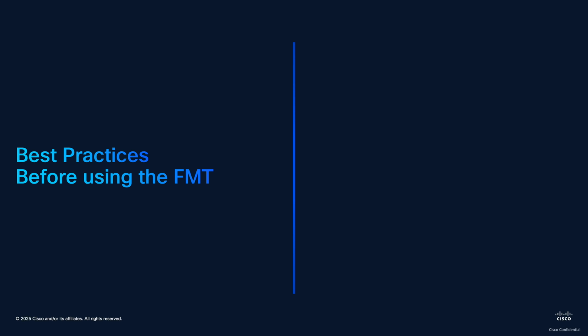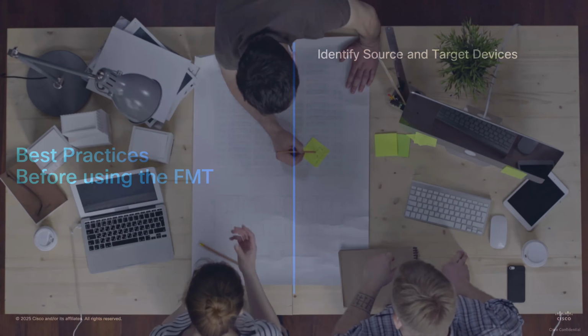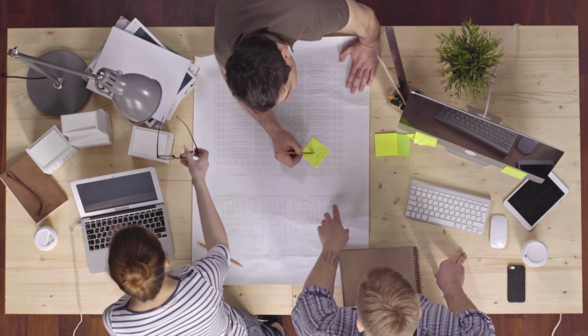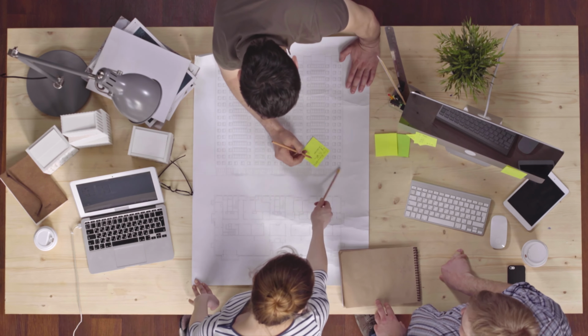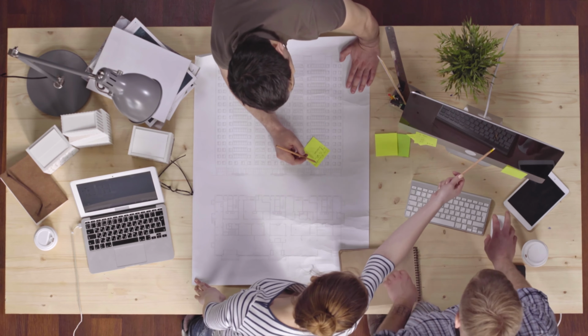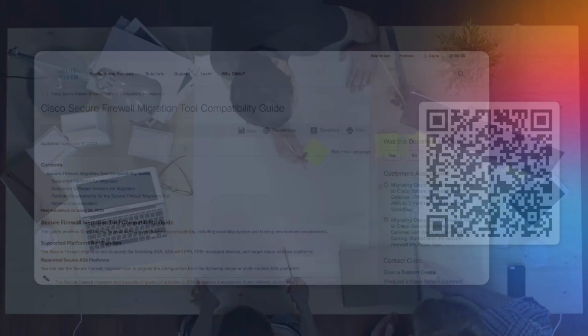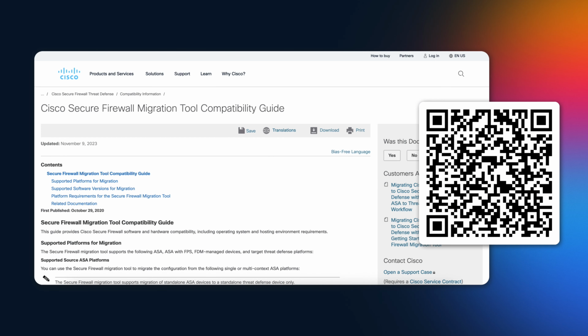Here are the best practices before using FMT. Identify source and target devices. Start by identifying the source and target firewall models and their software versions. This ensures compatibility and avoids surprises during migration. This is the web page where you can find compatible hardware and software versions. You can scan this QR code or access it using the link in the description.